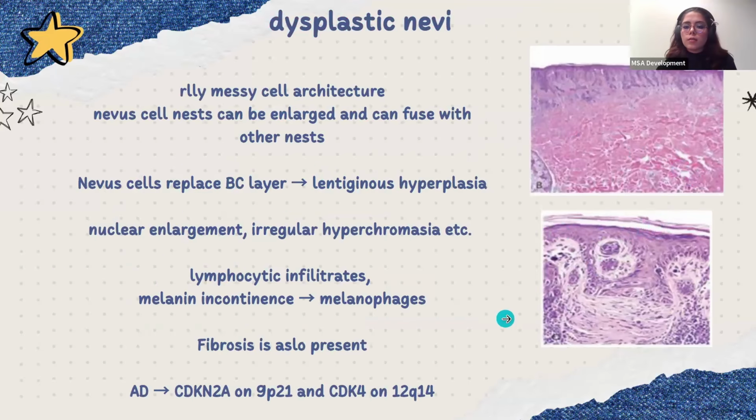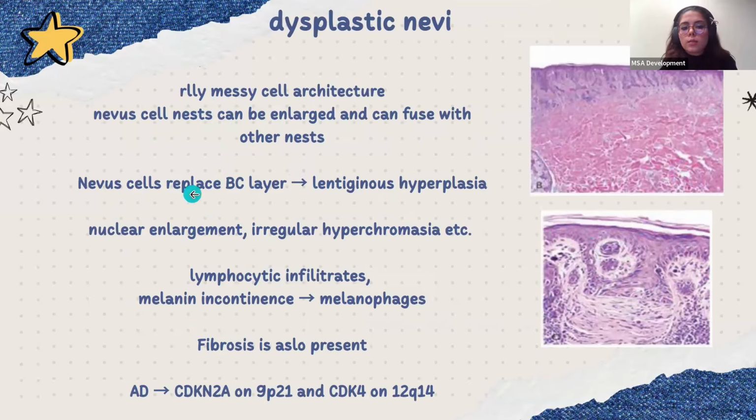Okay, dysplastic nevi, this is what it looks like under the histopathology slide. It's really a messy cell architecture. Nevus cell nests can be enlarged and confused with other nests. So you have a nest, and then you have another nest, and then they become joined together. Okay, just like this picture over here.